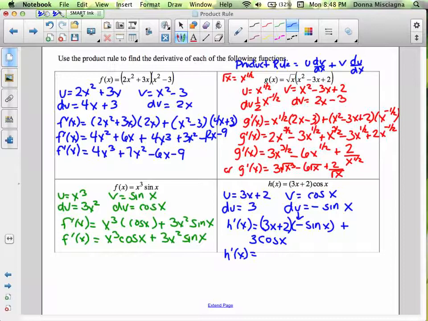All right, so 3x times a negative sine x, that's going to be negative 3x sine x. 2 times a negative sine x, that's negative 2 sine x. And then plus 3 cosine x. And no, you cannot combine any of these things because you can't add a negative 3x and a negative 2. Otherwise you could, because they're both the same sign, just sine x. And there we go. This one's done.